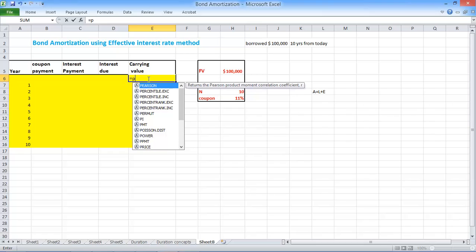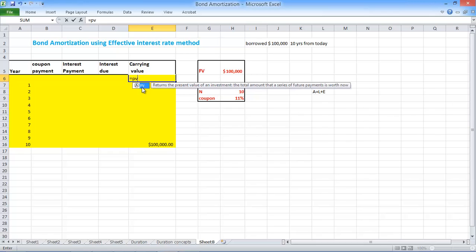How you do that is you calculate the present value of the bond. The rate is the market interest rate, which is 12%. The number of periods is 10. The payment is the face value times the coupon rate. That's your payment. The future value, or the face value of the bond, is this $100,000, and this is your cash inflow.